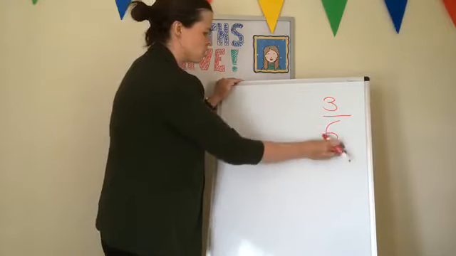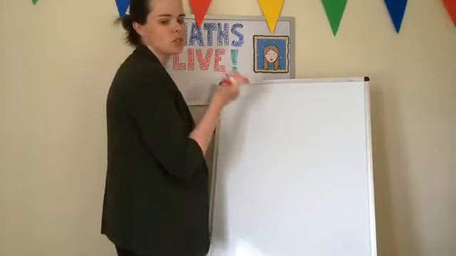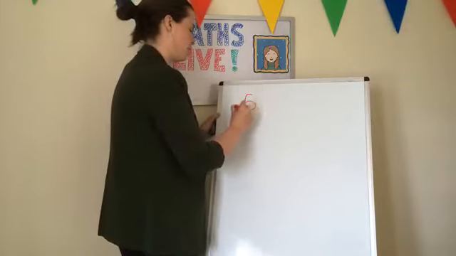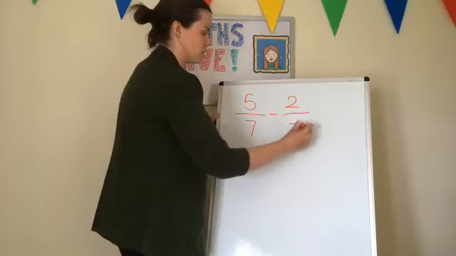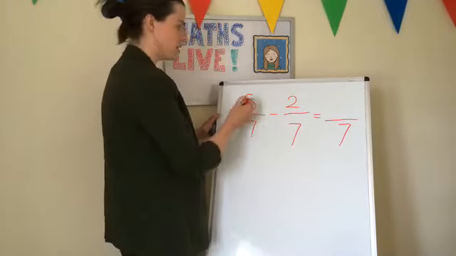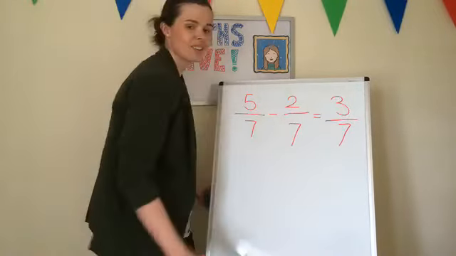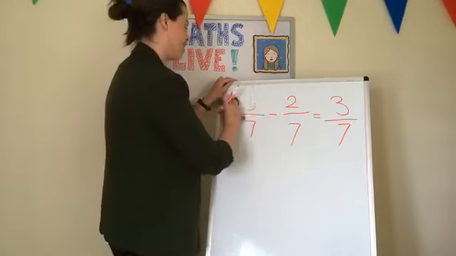So there you go. If the denominators are the same, it's nice and easy. Same with subtraction. So if you're doing, say, 5 sevenths take away 2 sevenths, your denominator stays the same because it's already at 7, and 5 take away 2 is 3. Okay? But it's not always as easy as that.